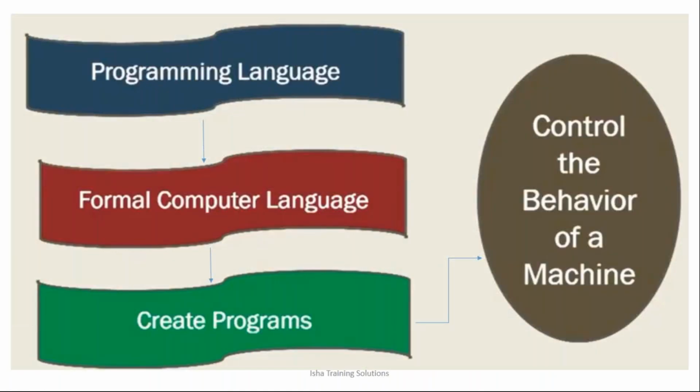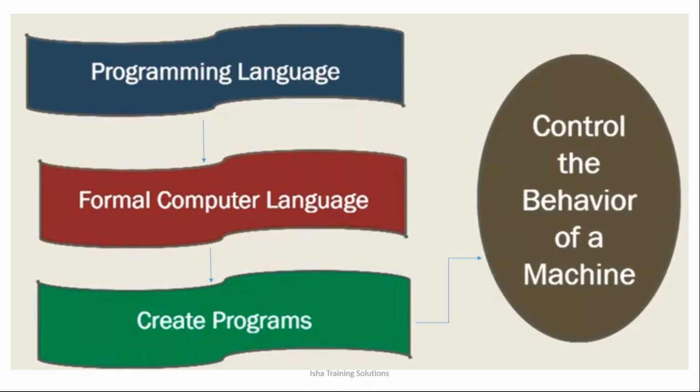Now we will have a small definition here, in a pictorial representation. A programming language is a formal language which is designed to create programs. A programming language is a formal computer language designed to create programs to control the behavior of a machine. So the cycle goes like this: a formal computer language creates the programs. These programs are going to control the behavior of the machine.